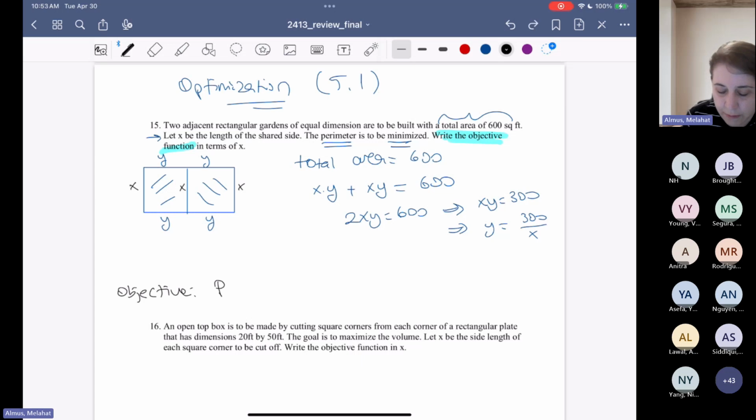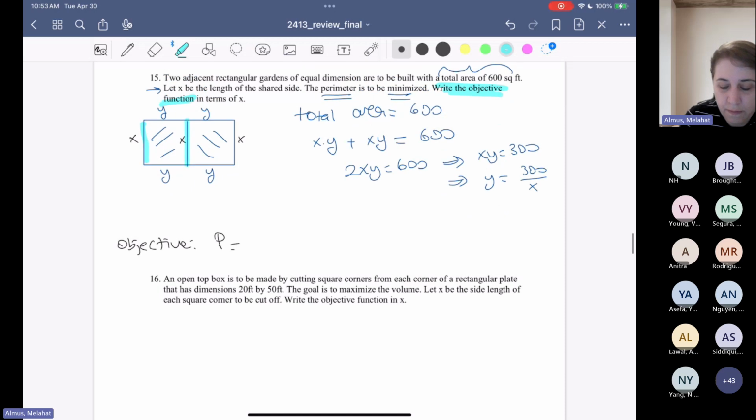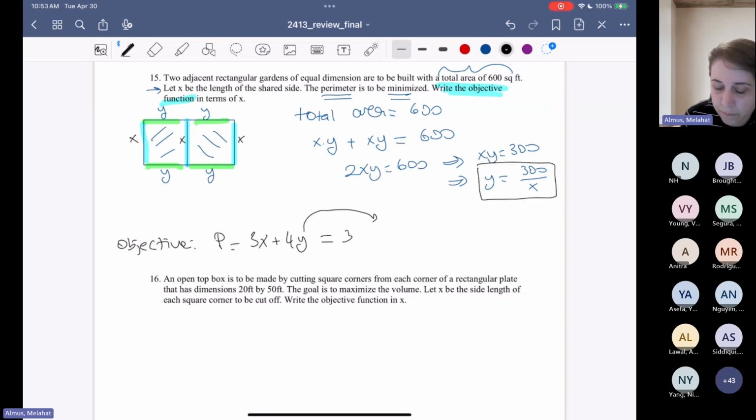Perimeter is normally, if you go around it, you're covering 3 x's and 4 y's. Just switch this y using this information. That's it. Look at the choices for something that looks like this. If it says write the objective function, you're just writing this to be minimized. You don't need to solve the problem.